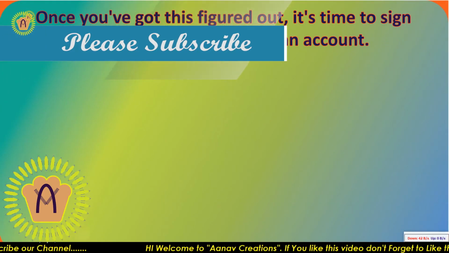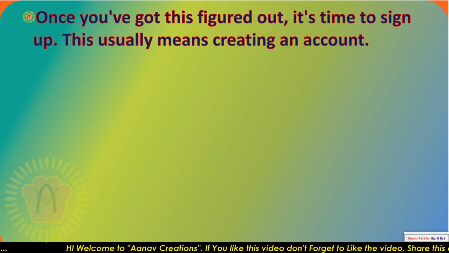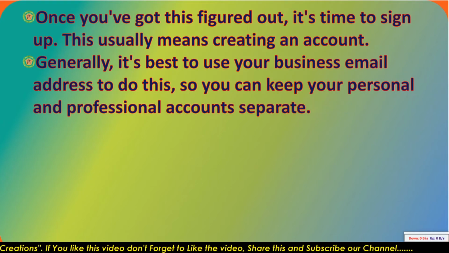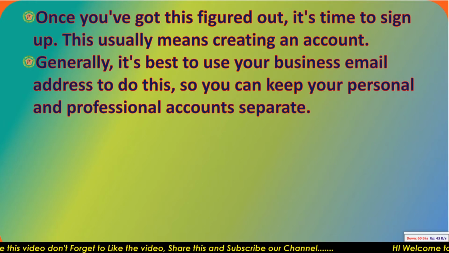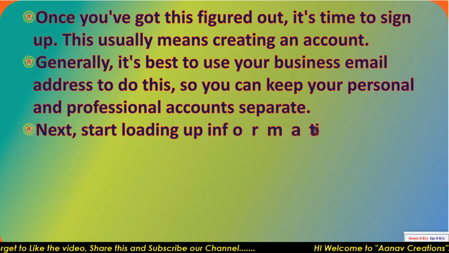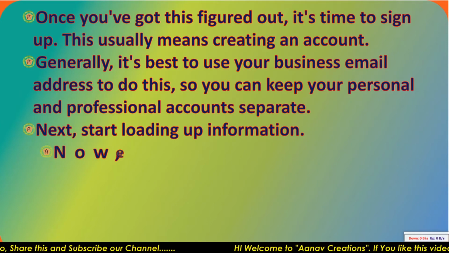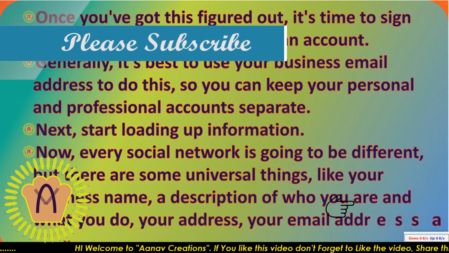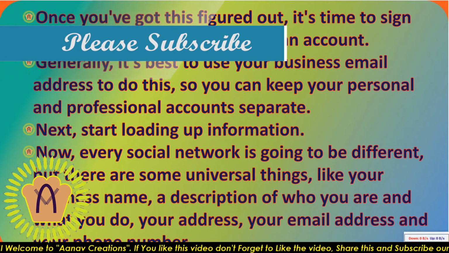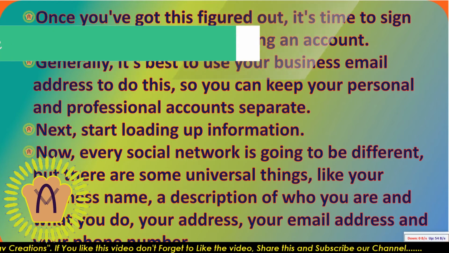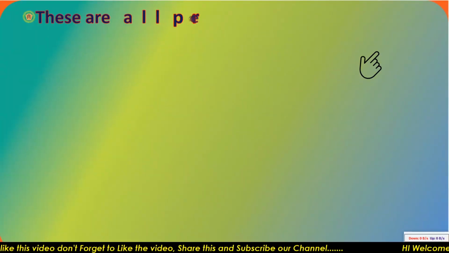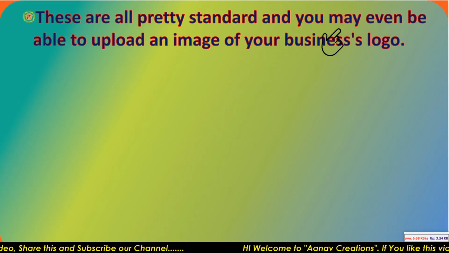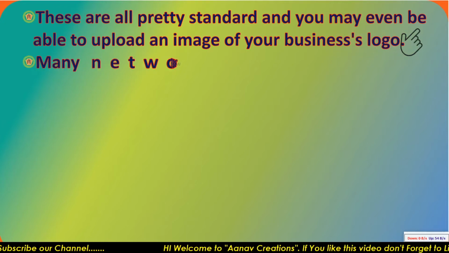Once you have got this figured out, it's time to sign up. This usually means creating an account. Generally, it's best to use a business email address to do this, so you can keep your personal and professional accounts separate. Next, start loading up information. Now, every social network is going to be different, but there are some universal things like your business name, a description of who you are and what you do, your address, your email address, and your phone number, which will be the same. These are all pretty standard, and you may even be able to upload an image of your business logo.